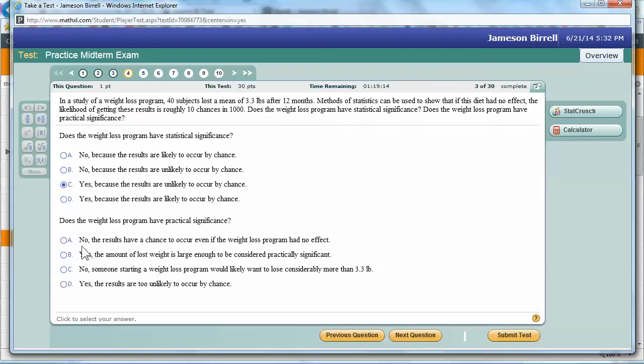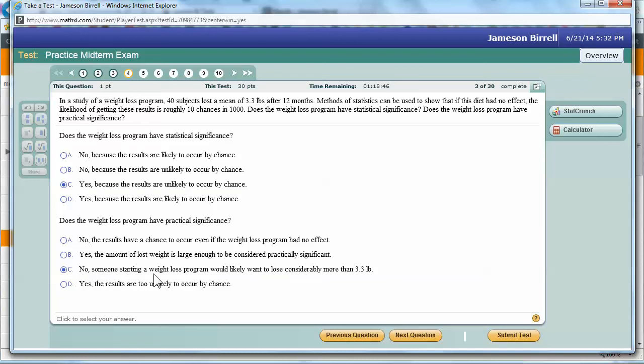And I could kind of go either A or C. No, the results have a chance to occur even if the weight loss program had no effect. Well, no, not really. Actually, I won't go with A at all. Because they said they'd already run some statistics on it, and that if there was no effect, the only chance of that happening was 10 in 1,000 times. So really, the only choice we have here is C.